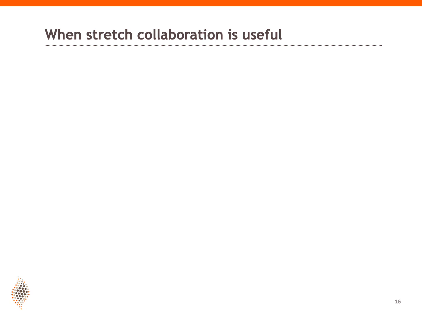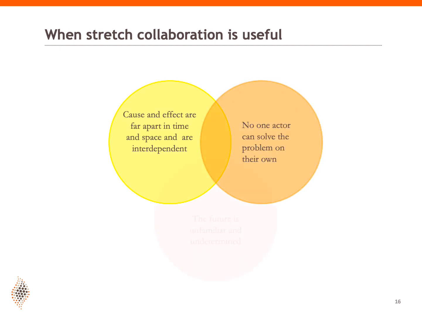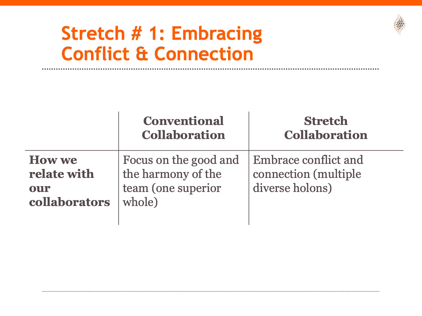So, a reminder from the second lesson as well, that stretch collaboration is useful when the conditions for complexity exist. And a reminder what those are: cause and effect are far apart in time and space. No one actor can solve the problem on their own and often disagree. And the future is unfamiliar and undetermined. Nothing like this has existed before. So our current context is absolutely ripe for applying collaboration.